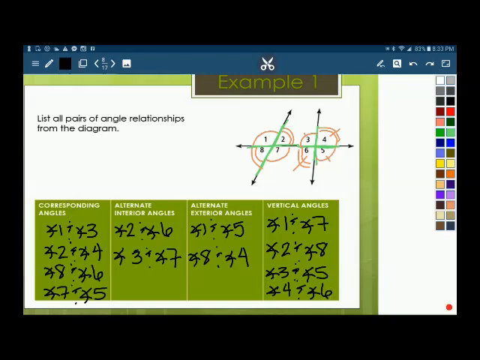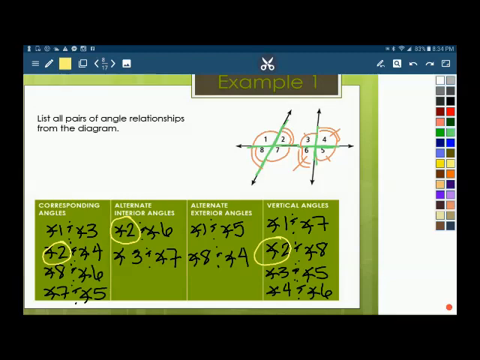Okay, and as you can see from our list of our different angle relationships, one angle could have multiple relationships with other angles. So for instance, take angle 2. Angle 2 right here is corresponding to angle 4. It's also alternate interior to angle 6, and it's also vertical to angle 8. Okay, so angle 2 is connected to many different angles for different angle pair relationships.